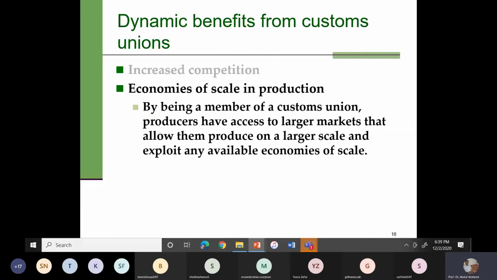And then also there will be economies of scale in production. If you are becoming a member of a custom union, the producers have access to a larger market, and that will allow them to produce a greater quantity of output. And when you are producing more output, the average cost of production will decrease, and then it is possible to exploit more economies of scale.